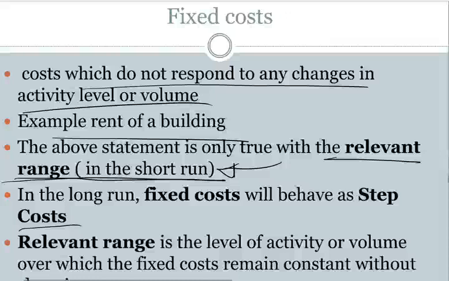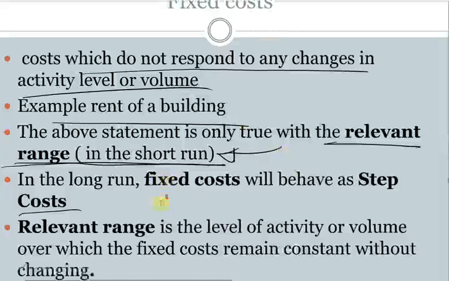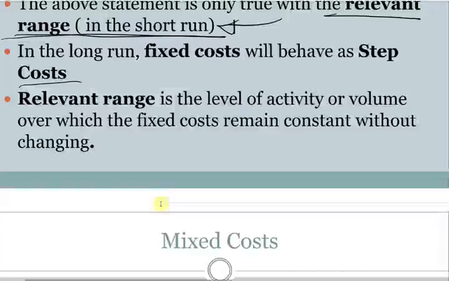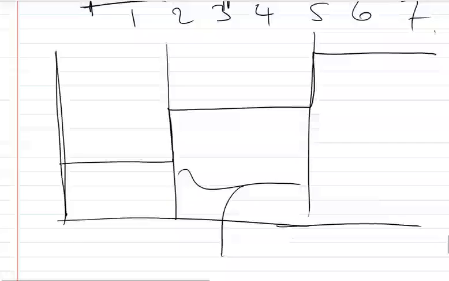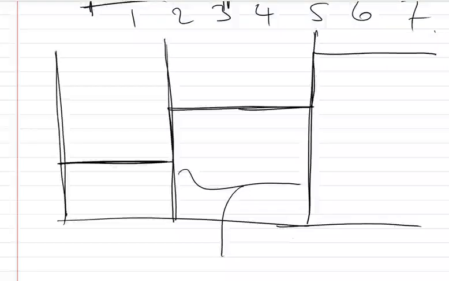So let us look at what is defined by relevant range. The relevant range is the level of activity or volume over which fixed costs remain constant without changing. So here we can see that it was constant. So this was the relevant range. Here it is constant. This is the relevant range. It is the level of activity or volume of activities in which fixed cost will remain unchanged or constant.